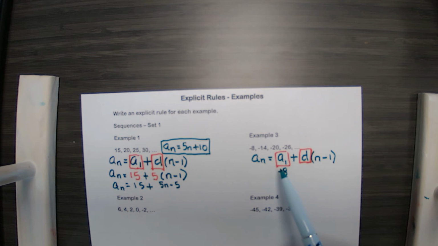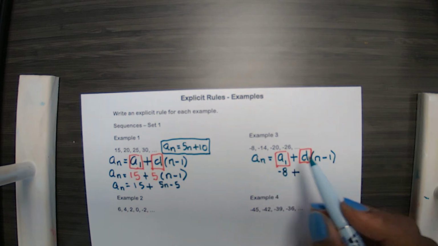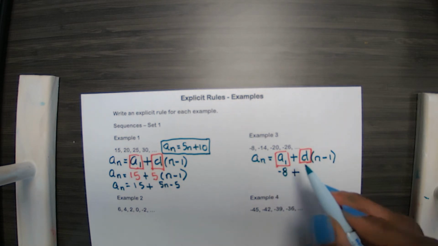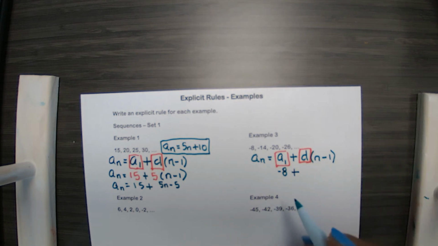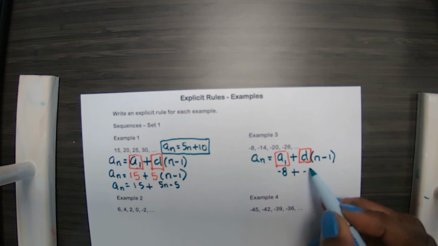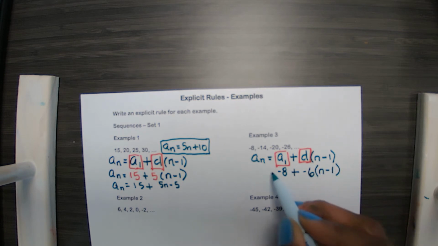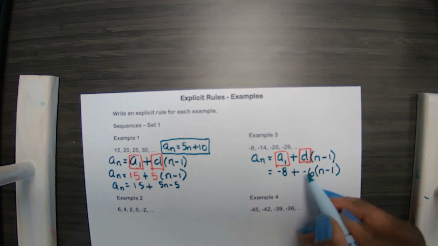The first term in this sequence is negative 8. My common difference here is going to be negative 6. I am going down further away from 0, going down the number line. So that's actually a negative 6 times n minus 1. Okay, we're going to distribute.